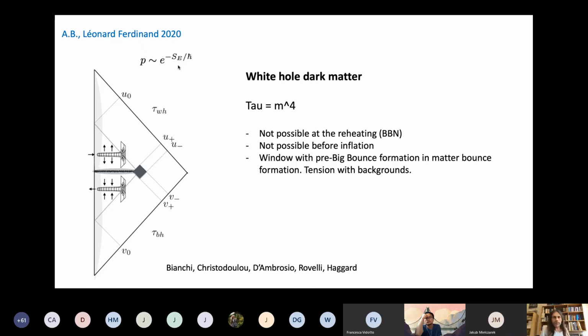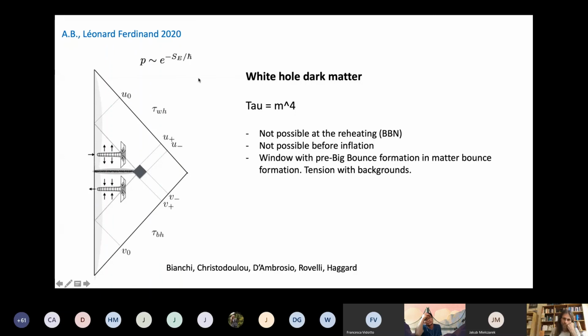But the interesting point is that this white hole is long-lived, with a time of life of the order of m^4, where m is the initial mass, right? Not the Planck mass, the initial mass of the black hole. So the idea came immediately that this could be a good candidate for dark matter.